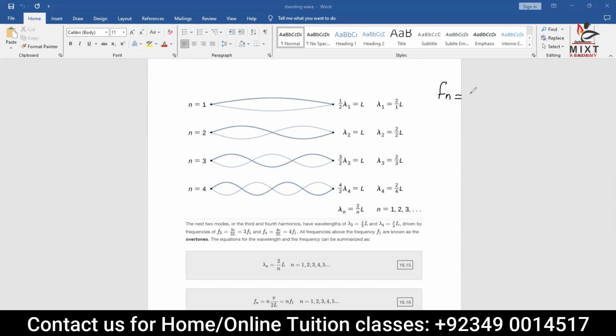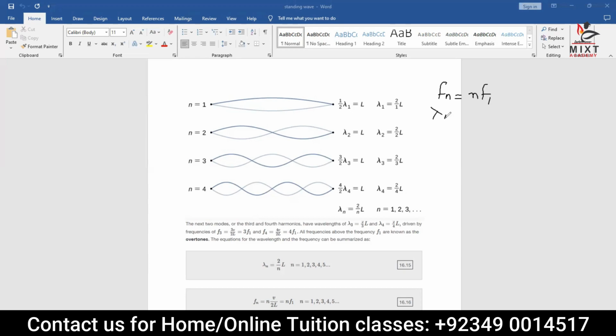Fn equal to nF1. Please write that formula as well. It means that if you know the fundamental frequency, you can find any loop frequency, because the fundamental frequency is very important. If you know that, you will simply multiply it by 2, 3, 4, 5, depending on the question, and you will find that particular loop frequency. You tell me, if lambda is reducing, frequency will be increasing.